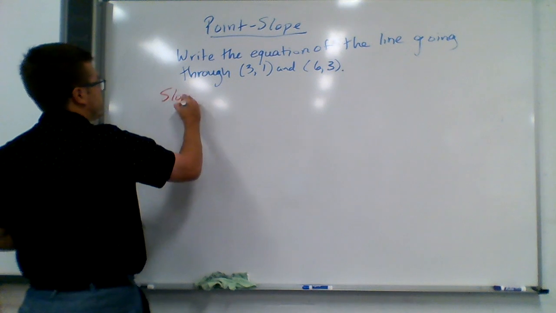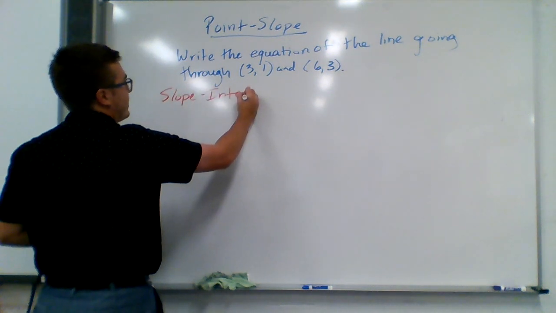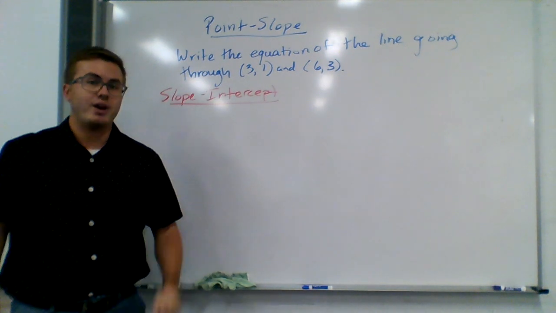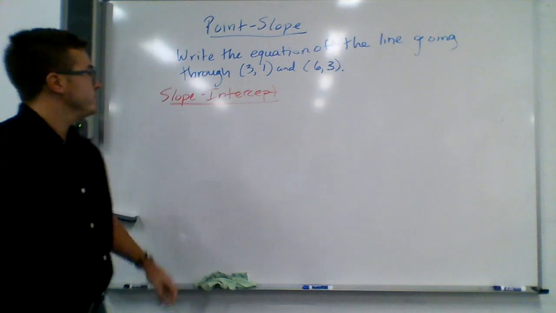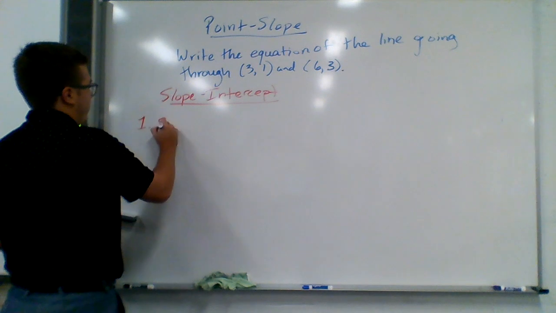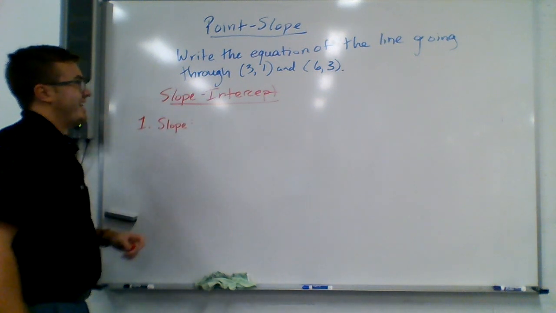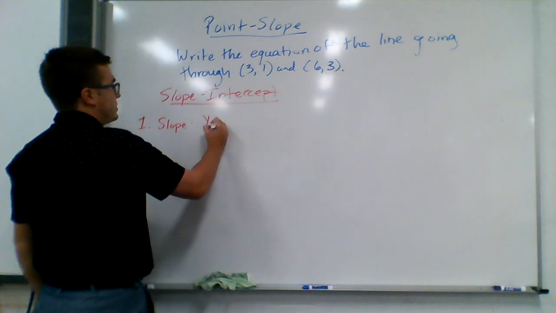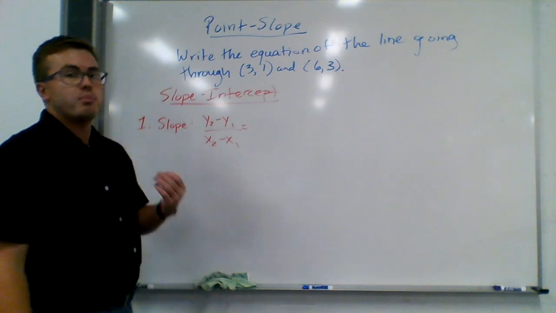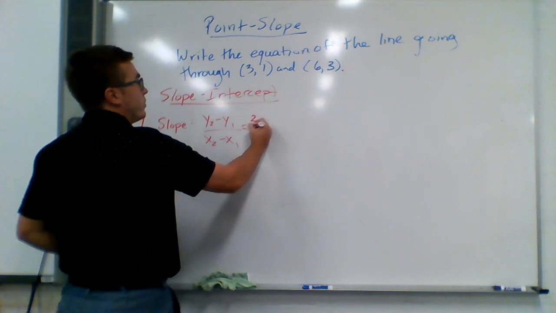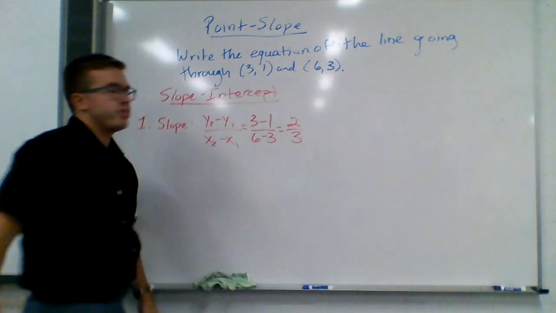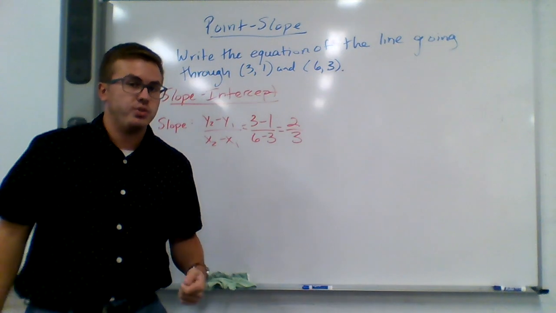So if I do slope-intercept first, in red, we need to find 2 things. What 2 things do we need to find to write it in slope-intercept form? Well, we need to find the slope and the y-intercept. Let's find our slope first. Remember, slope is y2 minus y1 over x2 minus x1. If I plug in my points, I get 3 minus 1 over 6 minus 3, which gives me 2/3. So my slope here is 2/3.